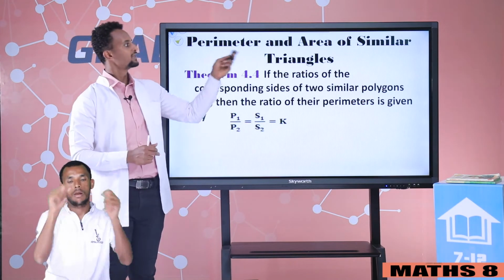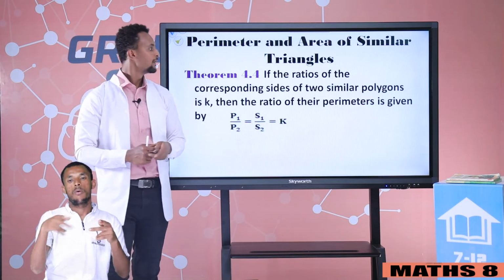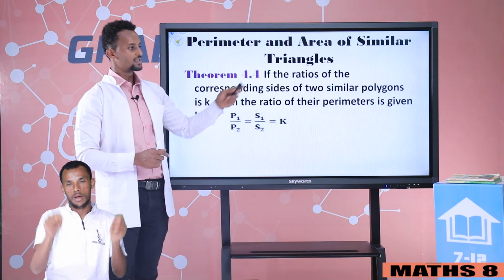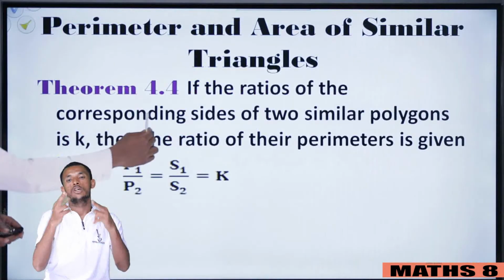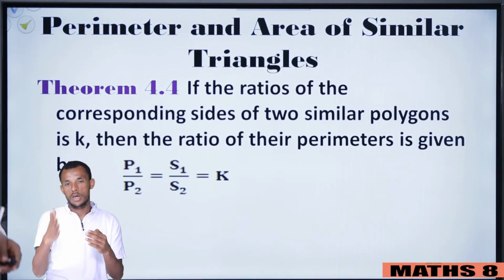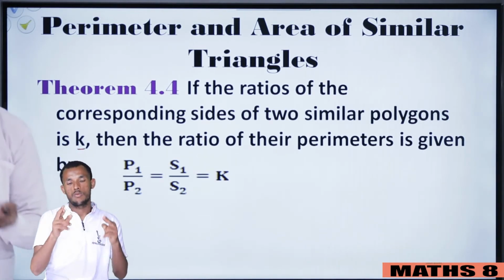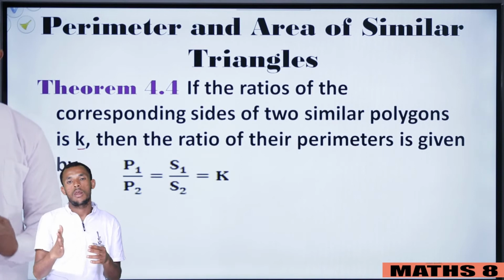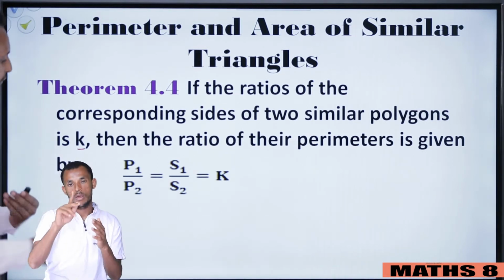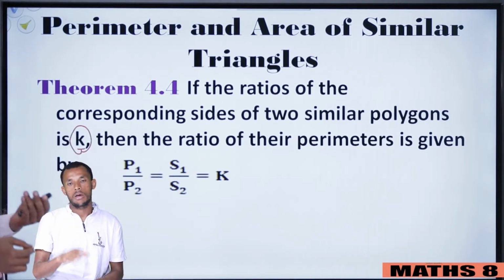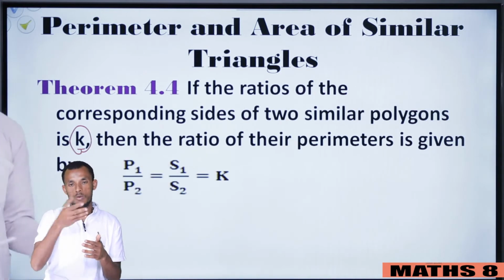In the case of perimeter and area of similar triangles, it is theorem 4.4. It says the ratio of the corresponding sides of two similar polygons is K. That means the ratio of their sides is called their proportionality ratio, that's called the scale factor. The scale factor is denoted by K. Therefore, S1 over S2 is K.